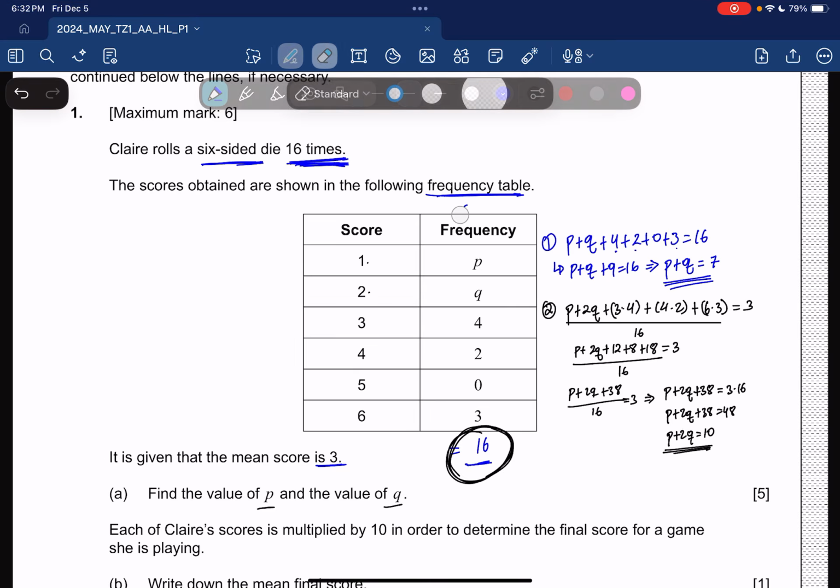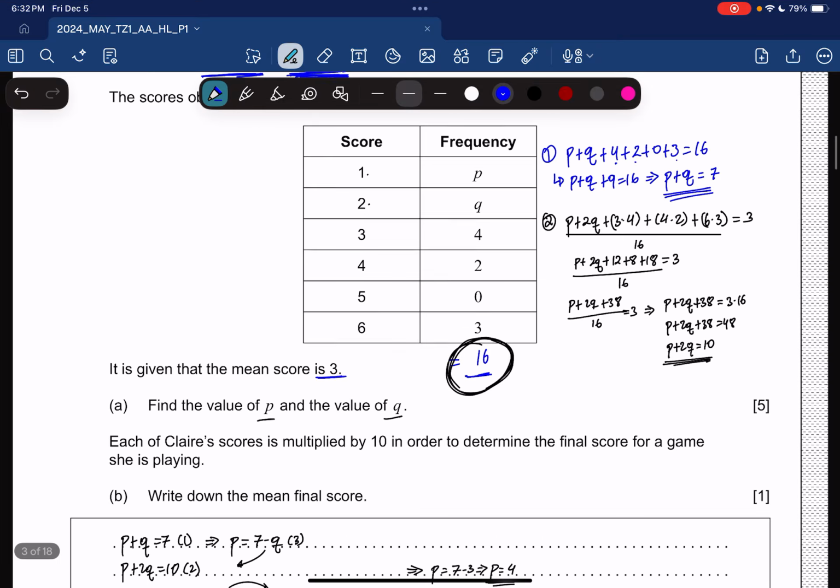And how do I know it? Because I'm given a frequency table, so we need to know the properties of a frequency table. The other thing is, because I have P and Q, which are two missing variables, I should intuitively know that I need two different equations to solve them. So that's what I'm going to be doing. I have my first equation, and I need to find the second one. And that's how I did it here.